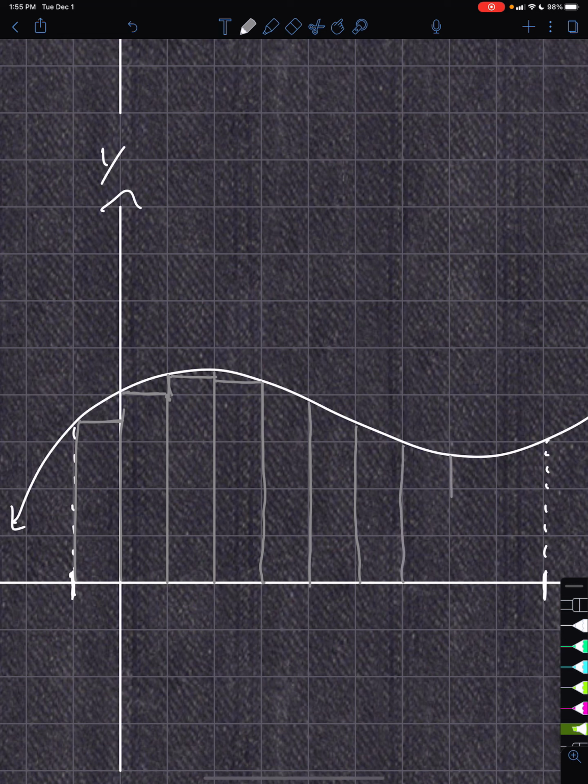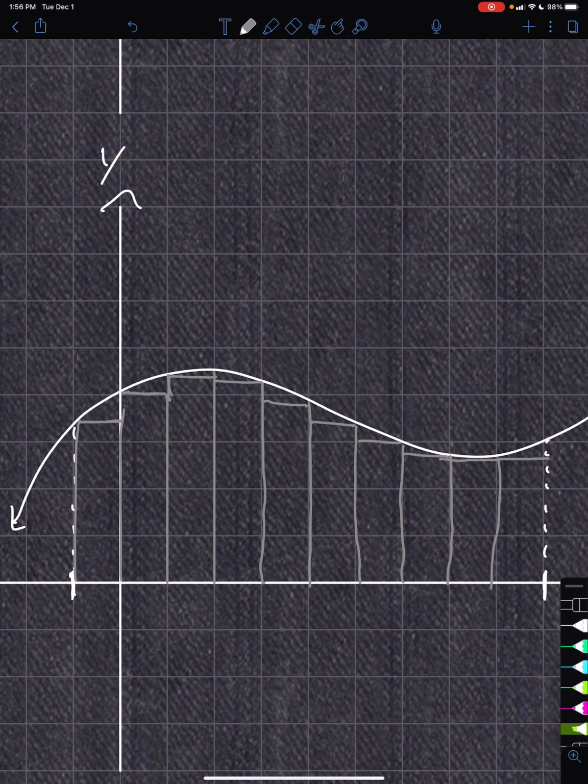Try not to make it too detailed because it takes forever. Okay, so all of these, we're going to add all these up, and we can all agree that will approximate the area under the curve.